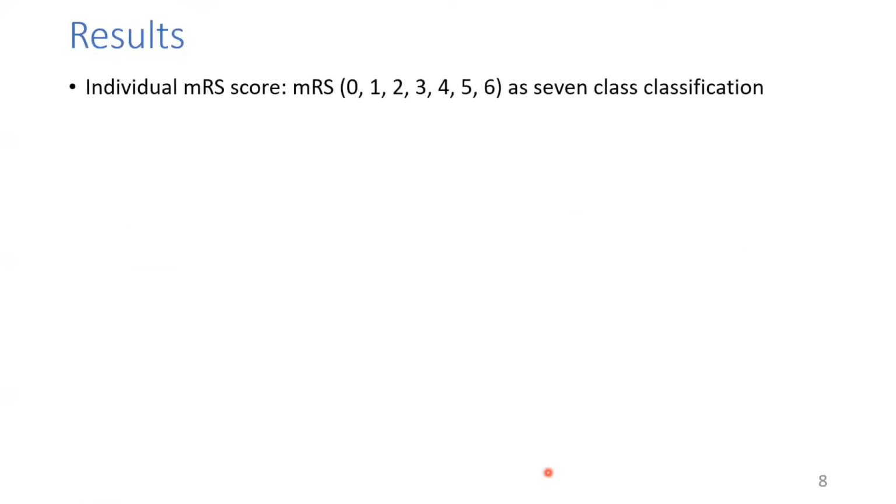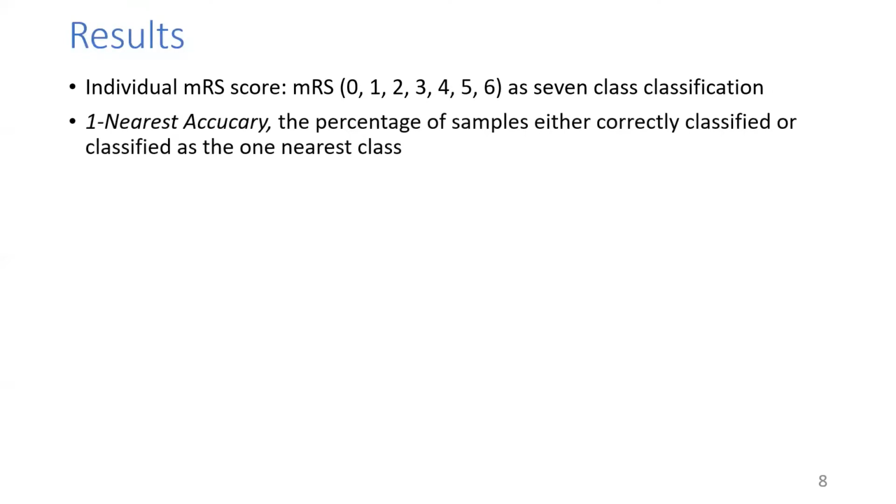In this second experiment, we predict each MRS score individually. Additionally, we use one nearest accuracy as an evaluation metric in this experiment. The reason we use this metric is that the ground truth labels may not be precisely accurate, given clinicians' judgments, and also the ground truth labels are ordinal, so estimating one nearest class could be considered a reasonable prediction.